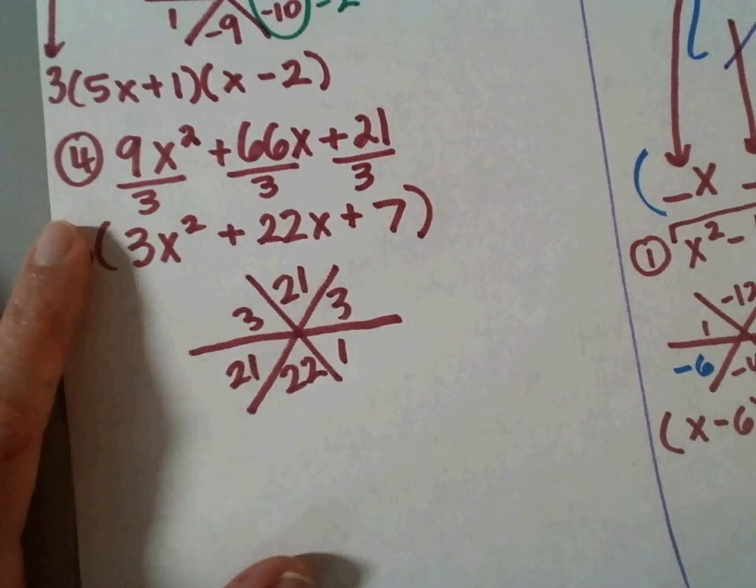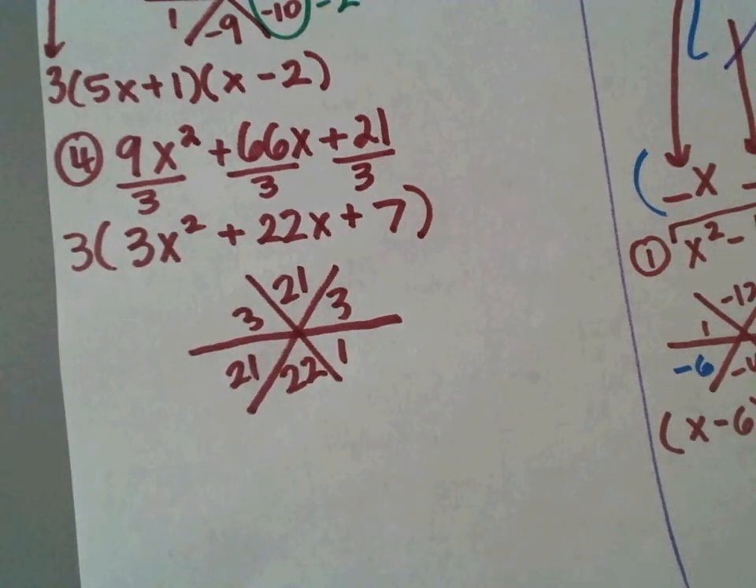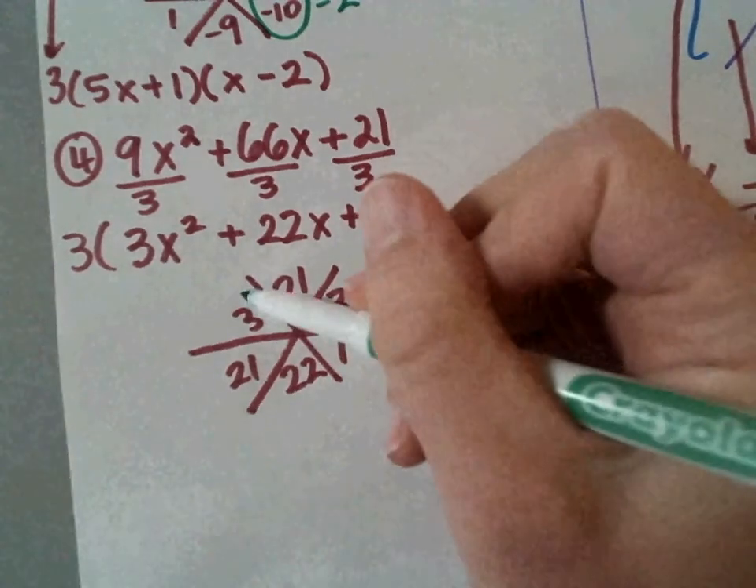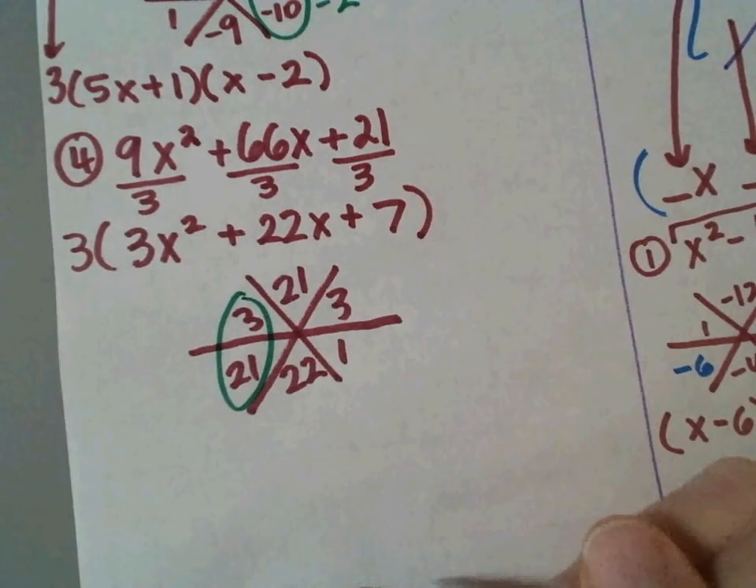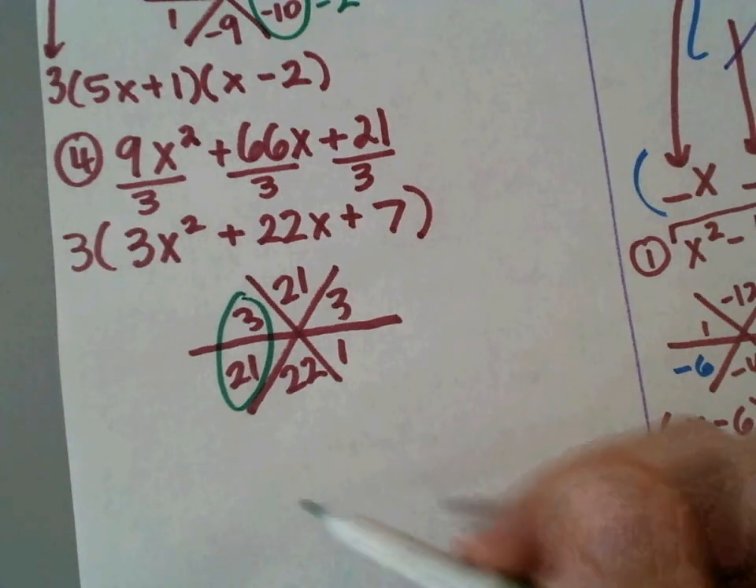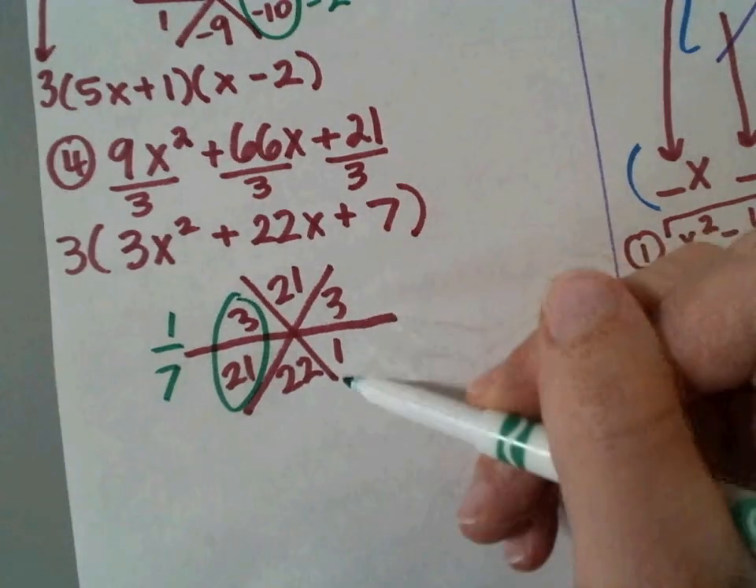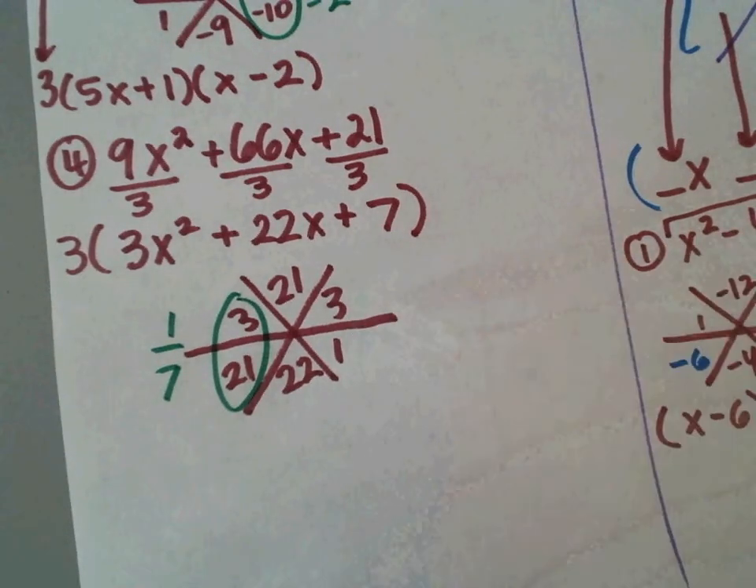That's all right, you were just overthinking. 21 and 1. Okay, good. All right, like 3 and 21. What's that reduced to? 7. No, not 7. 1 over 7. And that one doesn't reduce.